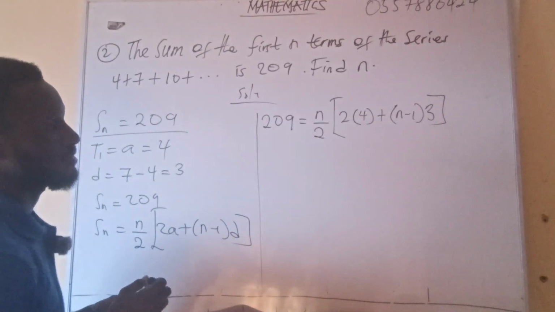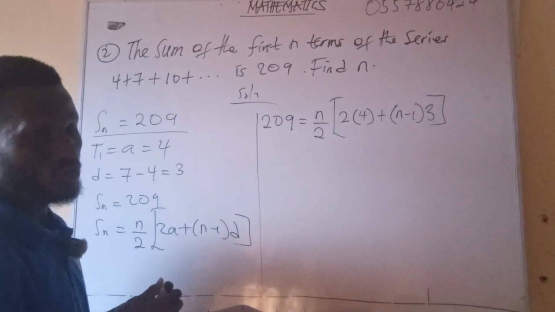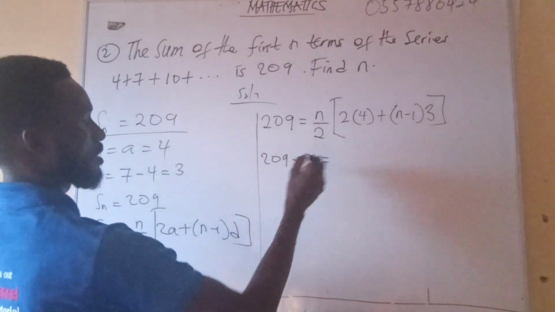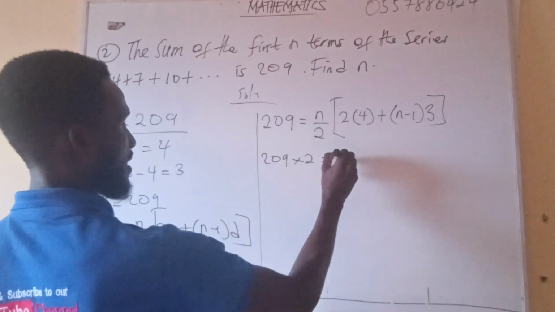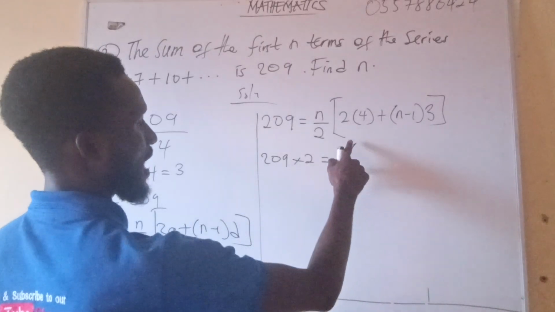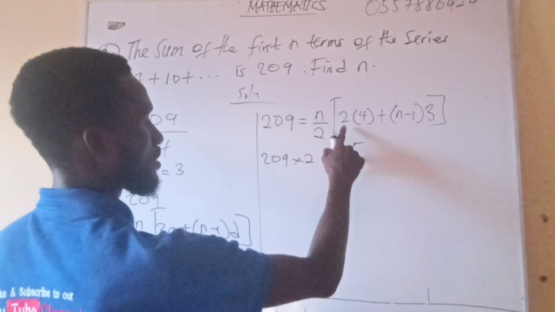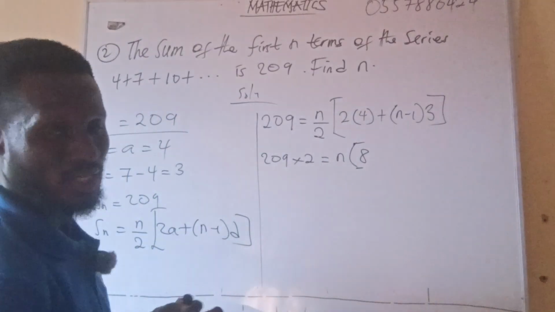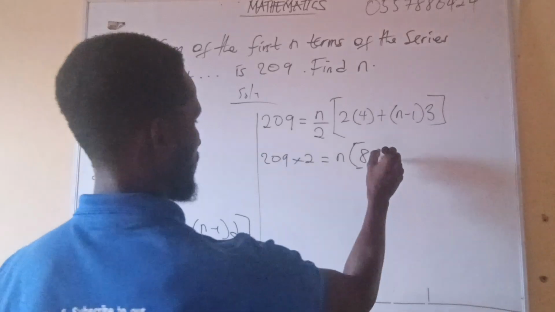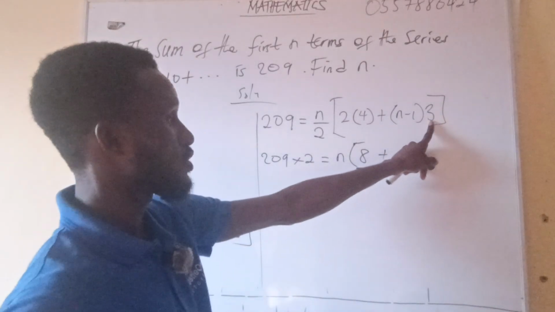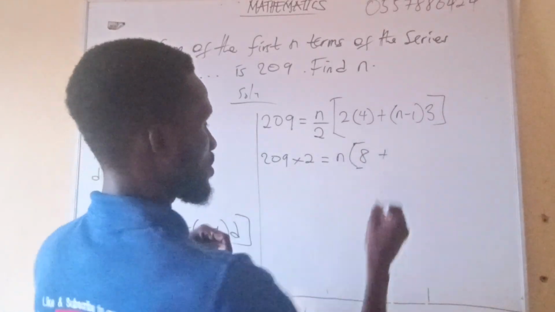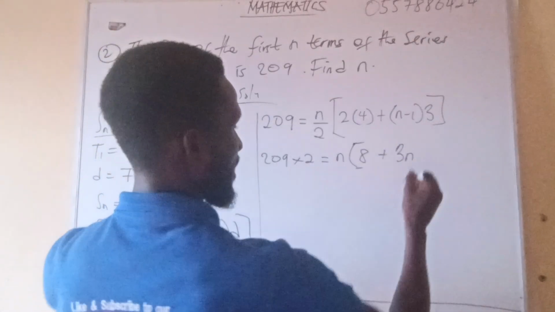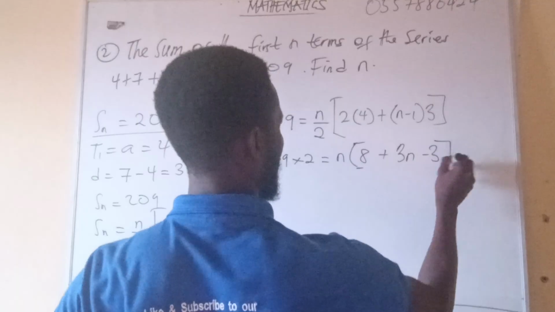Now at this point, let me multiply through by 2. I'm going to have 209 times 2 is equal to n, multiplying 2 times 4 will give us 8. Now follow me closely. Now let's expand this. We're going to have 3 times n, which gives us 3n. 3 times minus 1 is minus 3.